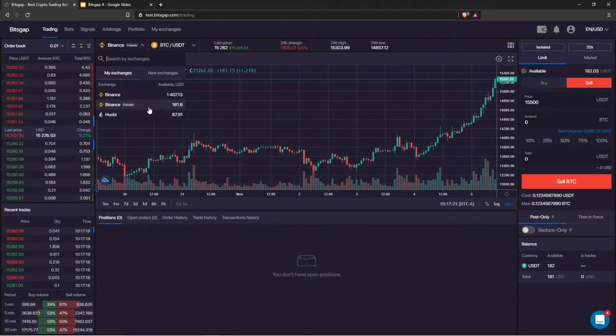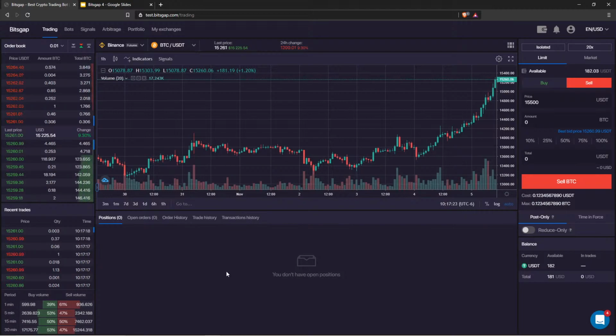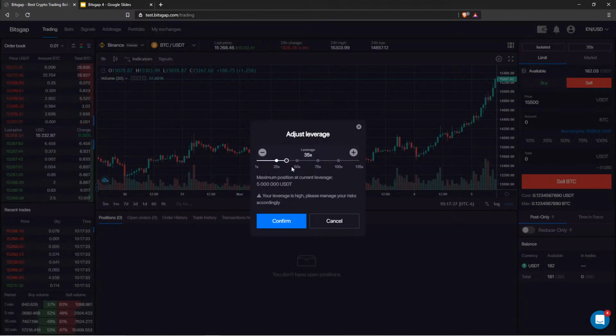As I switch to Binance Futures, notice that my interface slightly changes. On the right side I now have options like the isolated margin and the leverage, which I can change. As you know, on the Binance exchange you can have your leverage up to 125x.